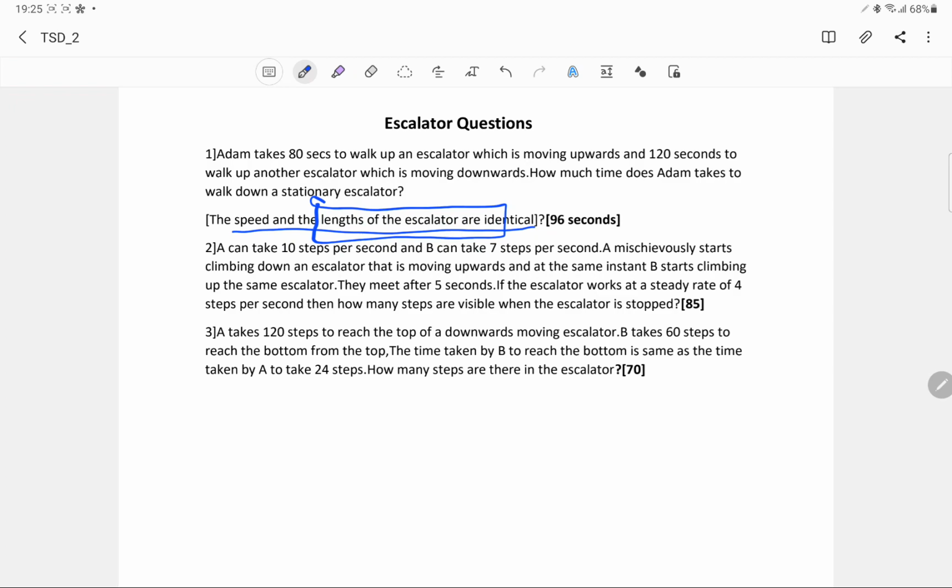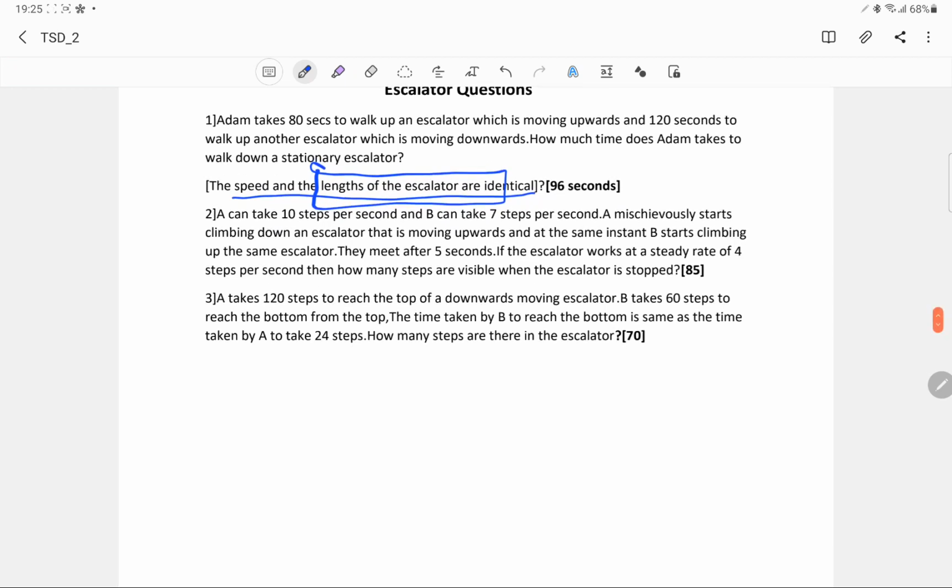If the escalator works at a steady rate of 4 steps per second, then how many steps are visible when the escalator is stopped? Okay, a very interesting question. This will make your visualization far better. Now see this. Suppose this is the escalator.